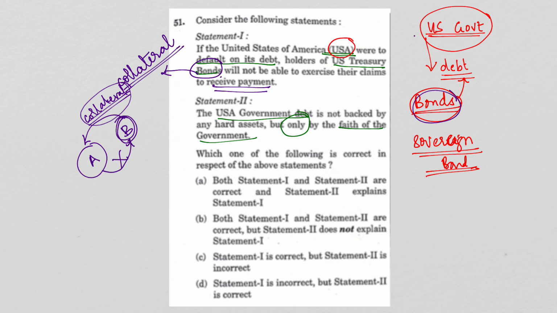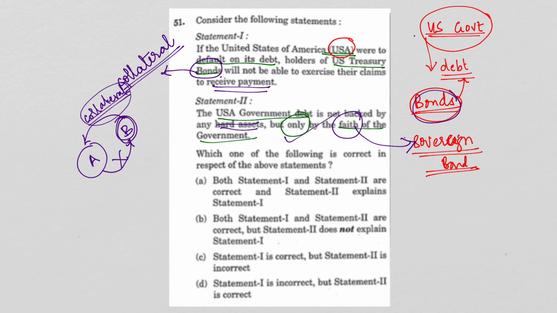Now read the second one. The US debt is not backed by hard assets, that is collateral, only by the faith of the government. See, the government securities or sovereign bonds are generally backed up by the faith of the government or by the trust of people in the government. And that's why we call it zero risk securities, because there is no chance of default, because it is the government who gives you guarantee, and it is the trust or faith which gives the guarantee, not any collateral.